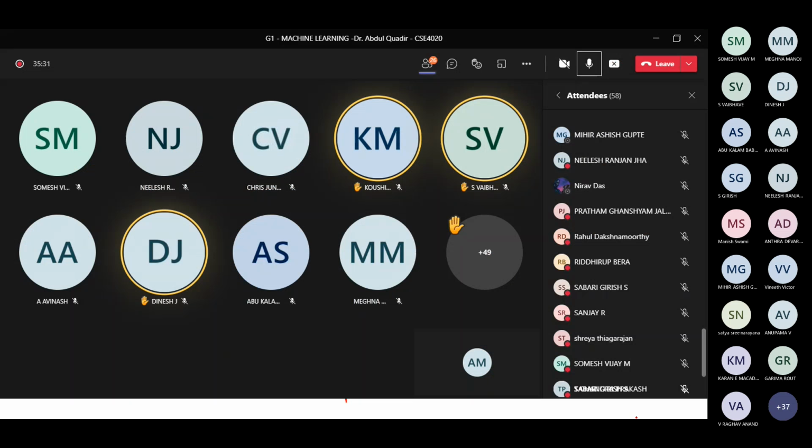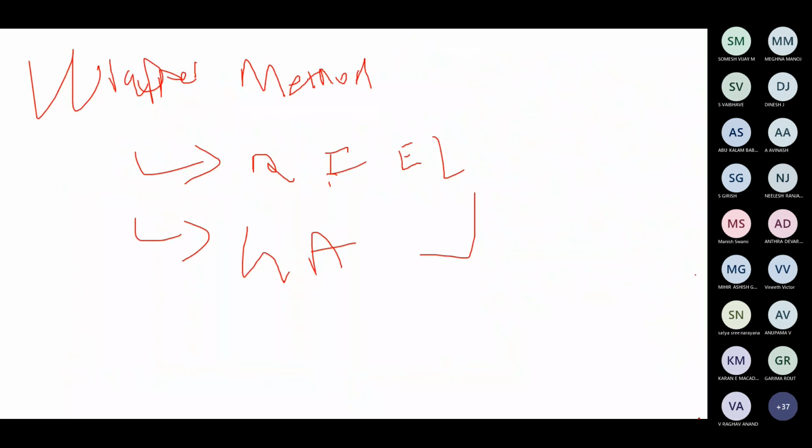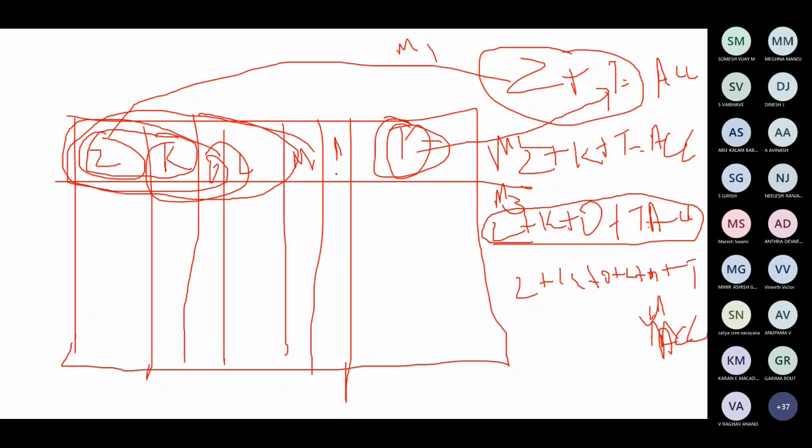Is that clear to everybody? Is it clear to everyone, students? Yes, sir. Okay, so this is how the wrapper method works. Take the features and see with the target variable what the accuracy is.